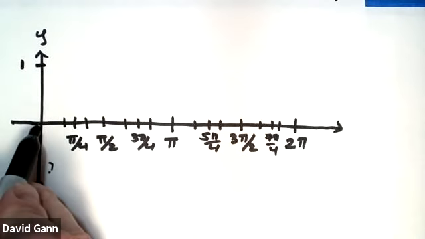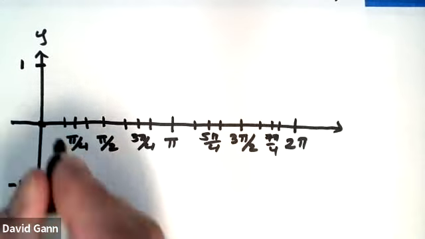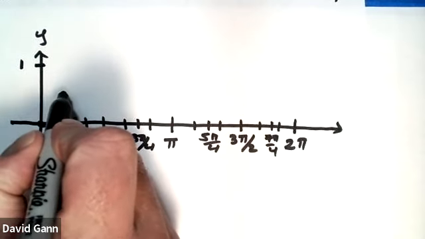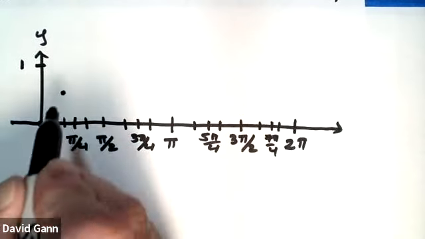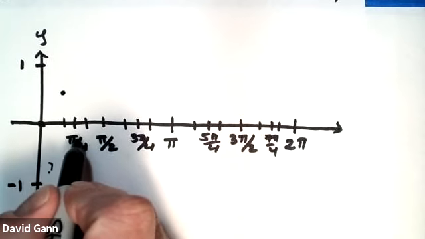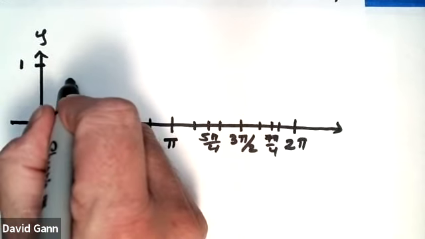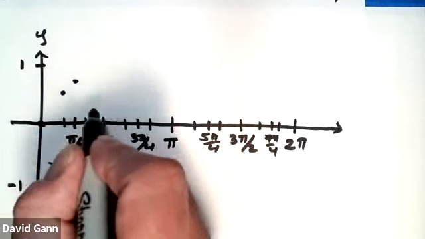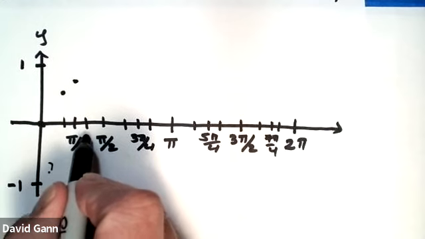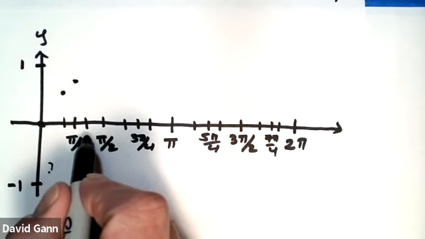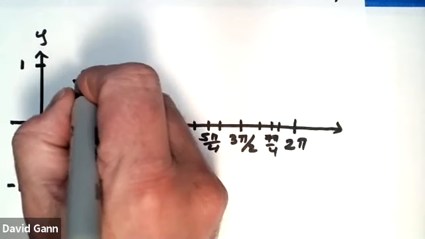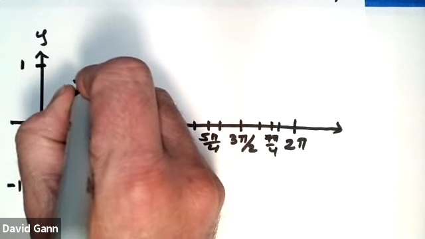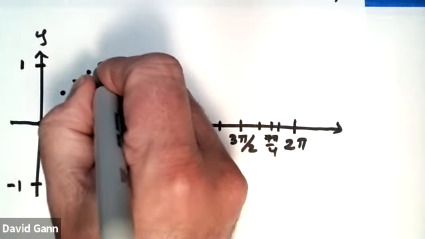So remember, sine of 0 was 0, so the origin is part of this graph. Remember at pi over 6, it was half. So we've got a point basically right about here. For pi over 4, it was 0.71. So we've got a point that's, more or less here. At pi over 3, it was 0.87. So we've got one that's more or less right here. And then at pi over 2, it was actually 1.